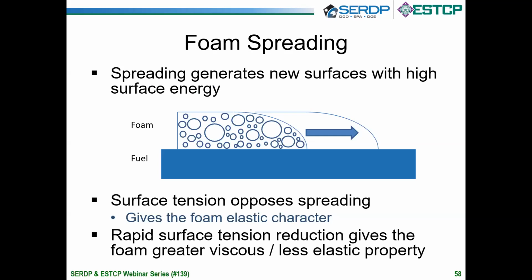So the rapid surface tension reduction that we get from our primary surfactants makes the foam more viscous and less of an elastic property. So again, the primary surfactants, because of their behavior, are helping the foam to spread. And primary surfactant is really all about, in our fire test, controlling fire, getting that foam to spread quickly and getting the fire under control.